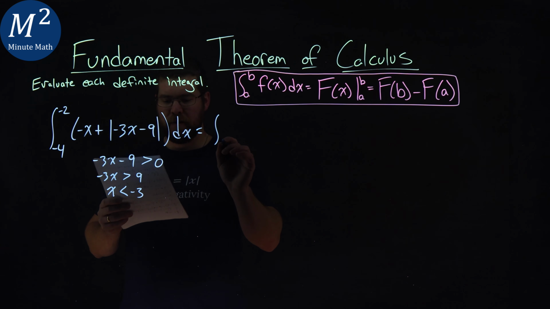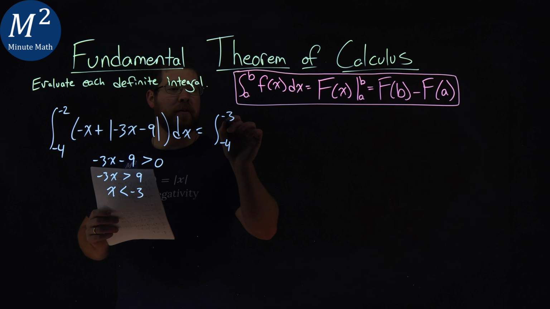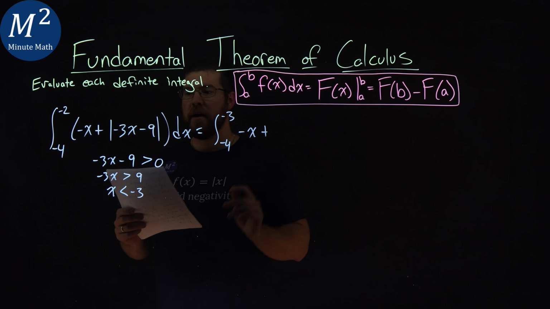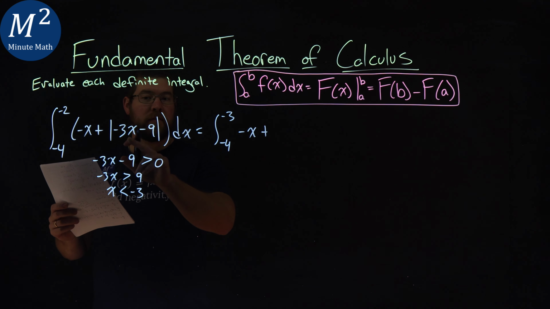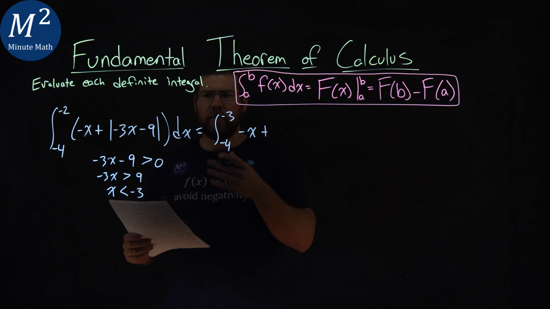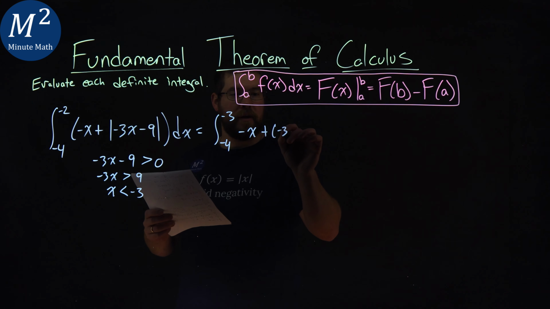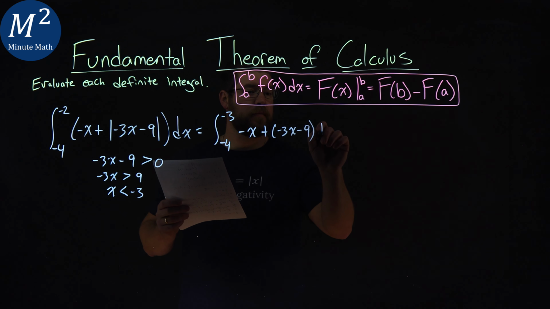We have the integral from negative 4 to, I'm picking negative 3 as my value here. We rewrite this as negative x plus, and notice we said when x is less than negative 3, we have a positive value inside of the absolute value. So we don't need the absolute value bars there. We have our negative 3x minus 9 right there, dx.